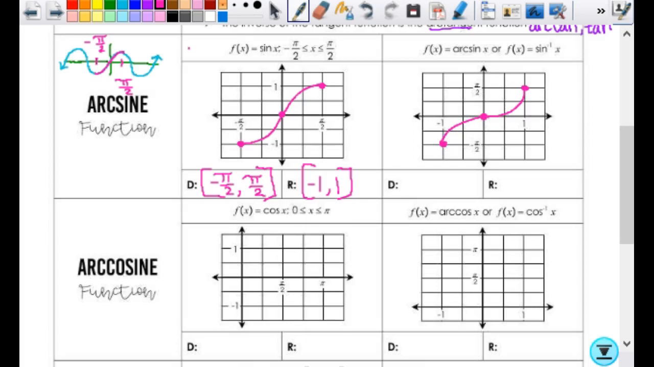Concavity is a word. Why are y'all laughing? You're going to talk a lot about the concavity of your functions. Concave up, concave down. All right, we're good so far?